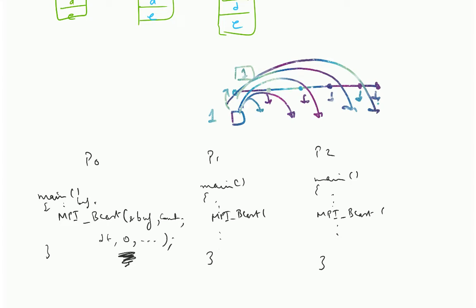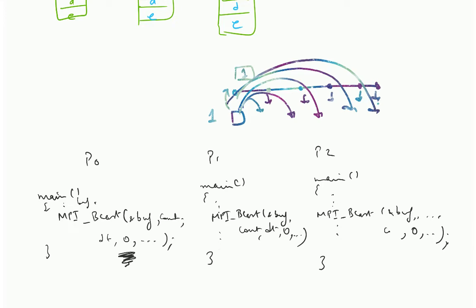What are the parameters passed by rank 1? It's also making a call to MPI broadcast. But the parameters it's going to pass are buffer, count, data type. What is the rank? Rank is again going to be 0. Now the buffers are their respective buffers.